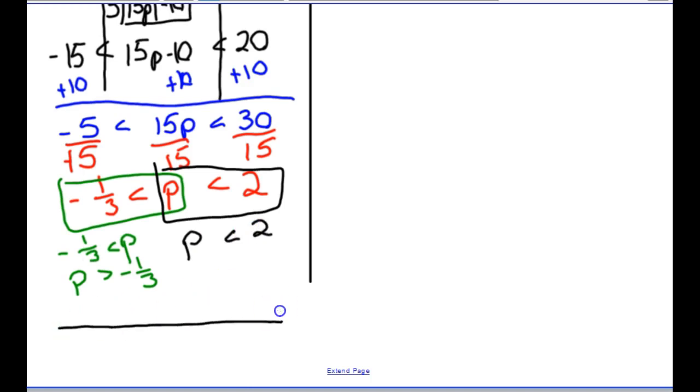So if we draw our number line, our negative 1/3 is smaller than 2, so we put it on the left side. It's a greater than symbol, not a greater than or equal to, so it's an open circle pointing to the right. And our 2 is going to be another open circle, but this time it's pointing to the left, so our arrows will be touching in the middle. So it's an and inequality.